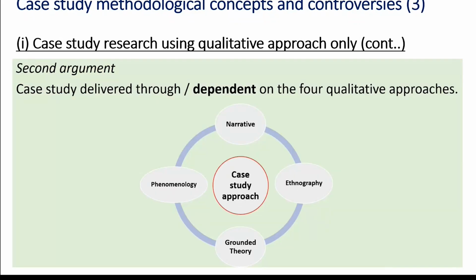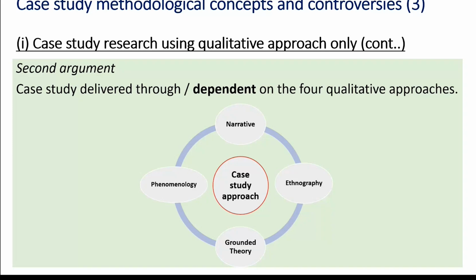But the second argument under the qualitative methodology only for case studies says that the case study approach uses other approaches and is not independent of them. So this means a researcher can choose a case or can choose cases, then study them using various approaches that you have seen, like narrative, ethnography. So for example, they could use a narrative approach if telling a story about the life of someone or many people through interviews and documents.